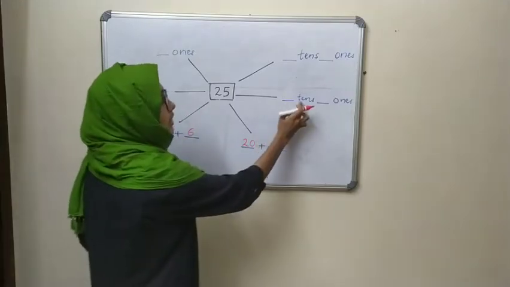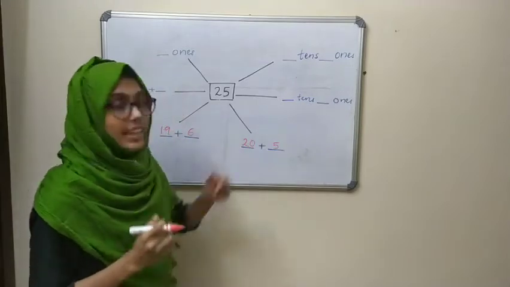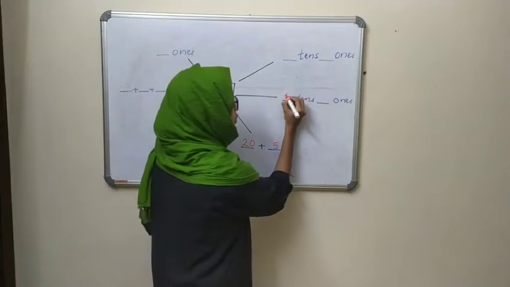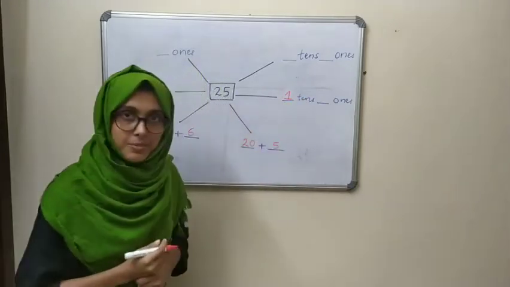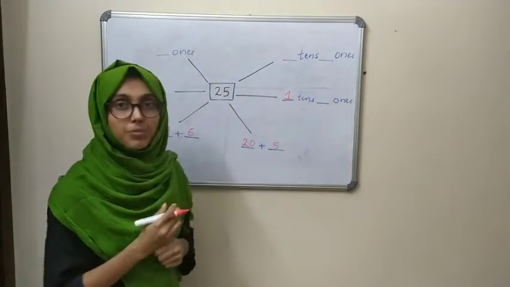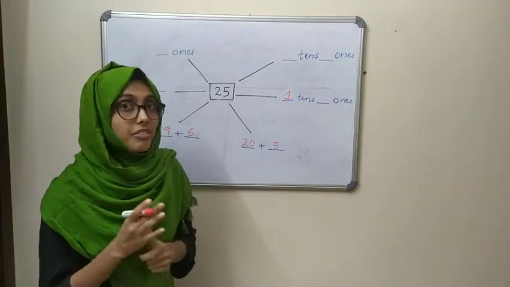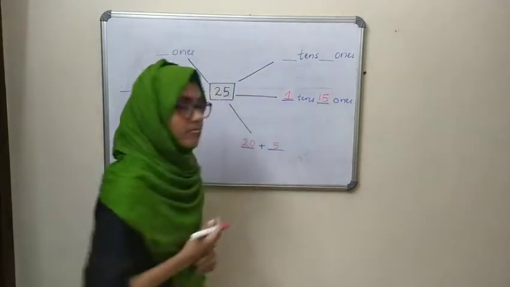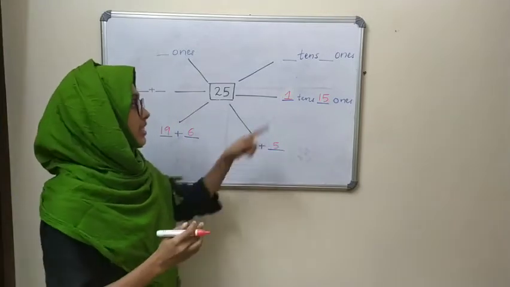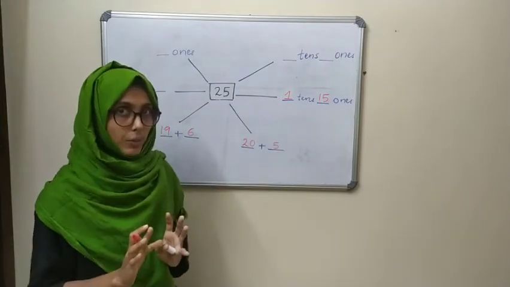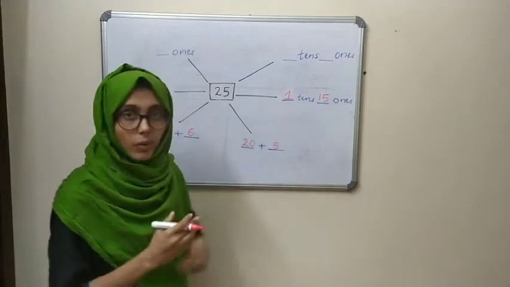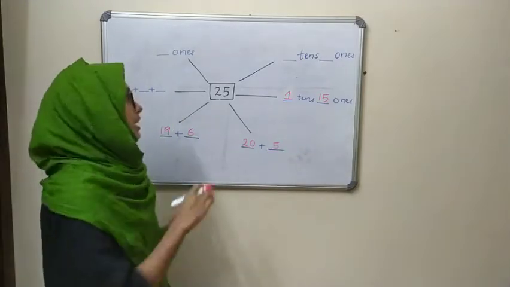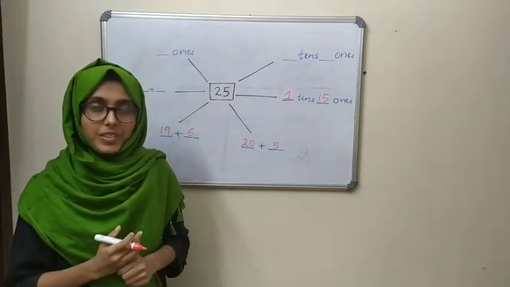So here they are asking how many tens. How many 10 rupee notes do you have? 1. So 1 ten. And how many ones? How many 1 rupee coins do you have? 15. So 15 ones. That means 1 ten means 10 rupees and 15 ones. So 10 rupees plus 15, 25. So again 25, isn't it?